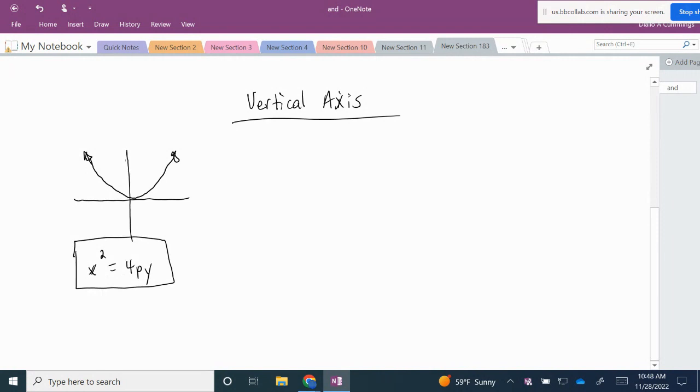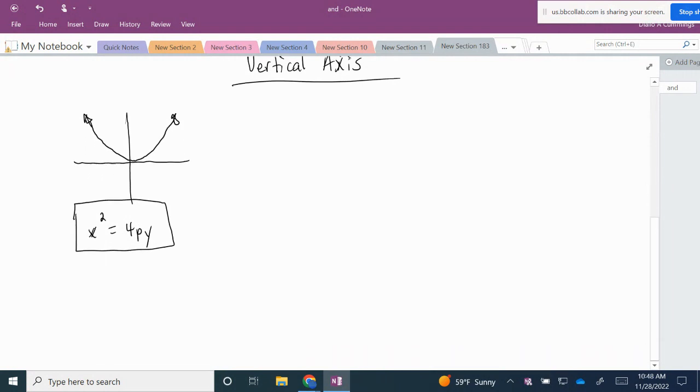So just remember, a constant is a number. P is also a constant, right? So there will be a value for P when we actually write out our equation. And then we have Y, and Y is a variable. All right, so 4 times P, that actually gives us a constant number. Okay, so this is our model form for a U-shaped parabola. The vertex is located at 0, 0.